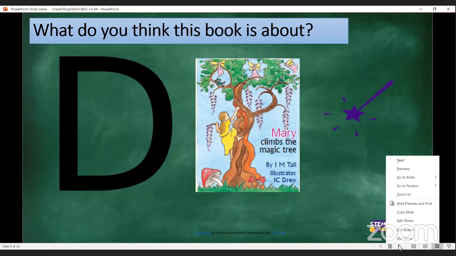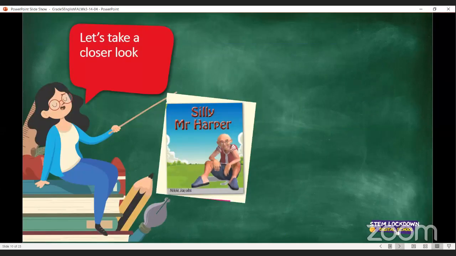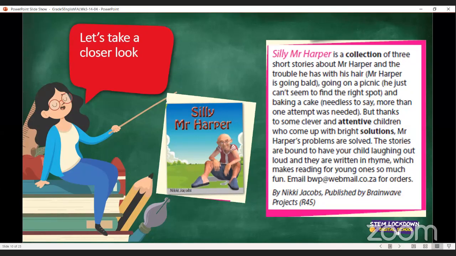Okay, so let's take a closer look at each book. Okay, so stay with me. All right, so this book, you can see by the cover that it's about an old man or an old grandpa. Okay, so now I'm just going to read it through for you.